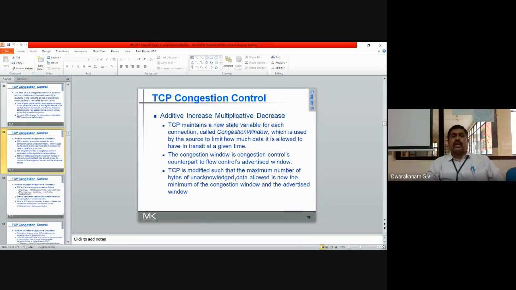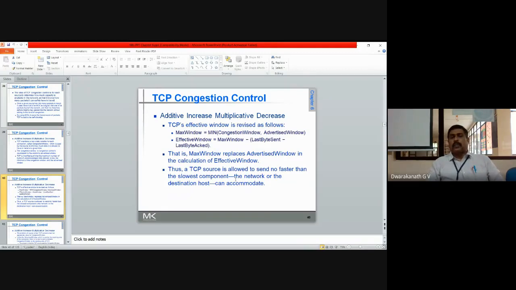TCP is modified such that the maximum number of bytes of unacknowledged data allowed is now the minimum of the congestion window and the advertised window. Whatever unacknowledged data, the acknowledgement has not come, but the packets have to be sent in a queue. So how many packets you send to fill up your bandwidth will be based on the congestion, which means the load on the network, as well as the advertised window, where your receiver is advertising that you send only this many packets that it can hold. Based on these two variables, your congestion window will depend.